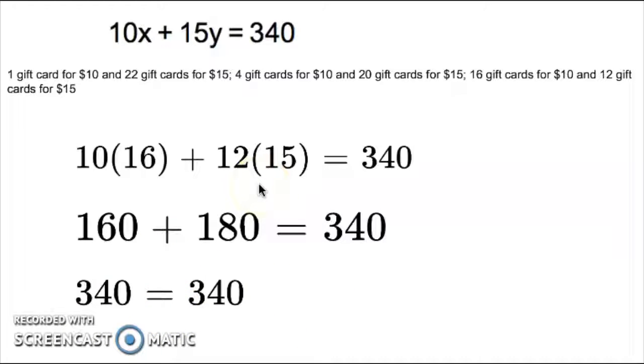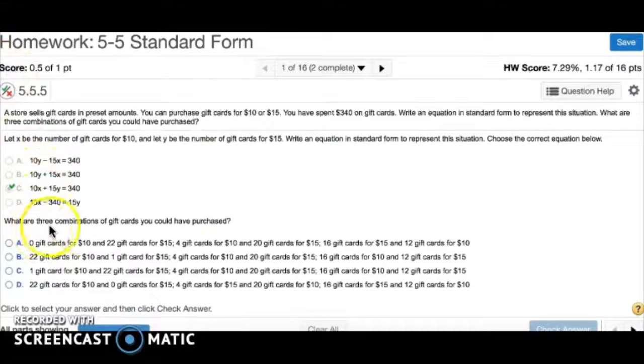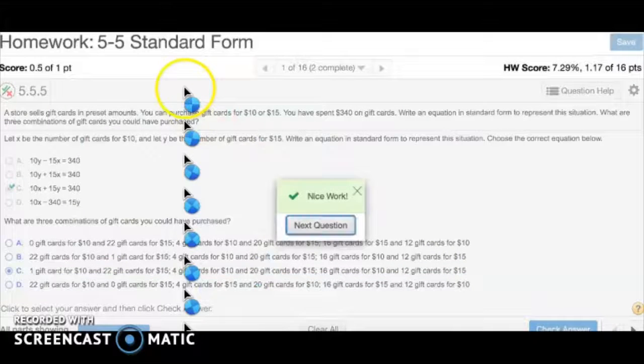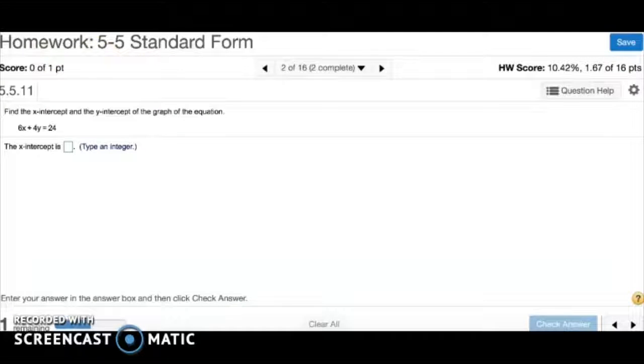So let's go back and I'll show you on the MathXL which one I would choose. So the 3 combinations of gift cards you could have purchased is going to be C. That's the one where it works for all 3 like I just showed you. And that's number 1. Number 2, find the x-intercept and the y-intercept of the graph of the equation.